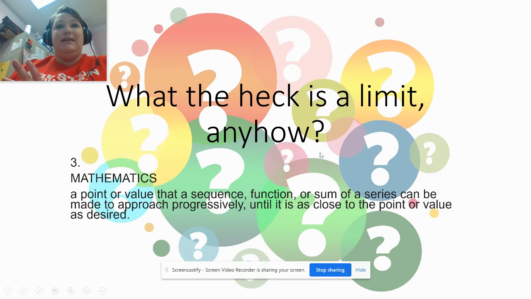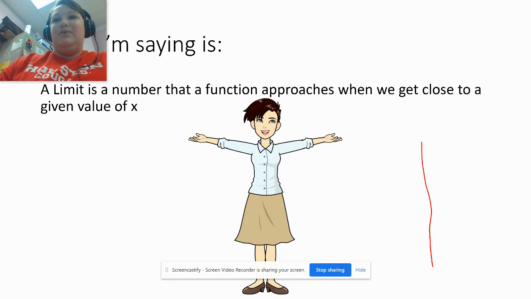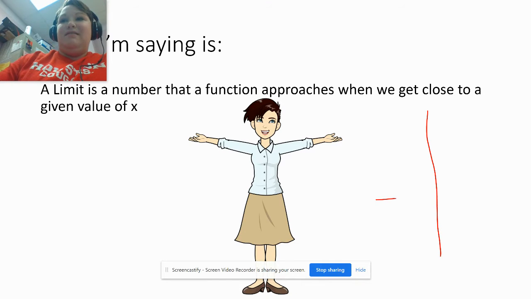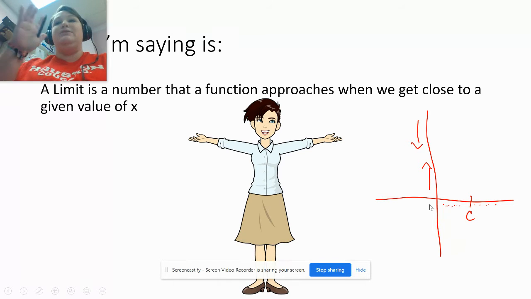So what I'm saying is a limit is a number that a function approaches when we get close to a given value of x. Okay, so what we're talking about, ooh, that's a beautiful crooked line, is we're going to pick an arbitrary x. We're going to pick a value right here. We're going to call it c. And we're going to pick values closer and closer and closer to x, and we want to know what's happening on the y-axis as we do that. And we're going to look at some examples where I am going to do my absolute best to make this a little bit clearer.